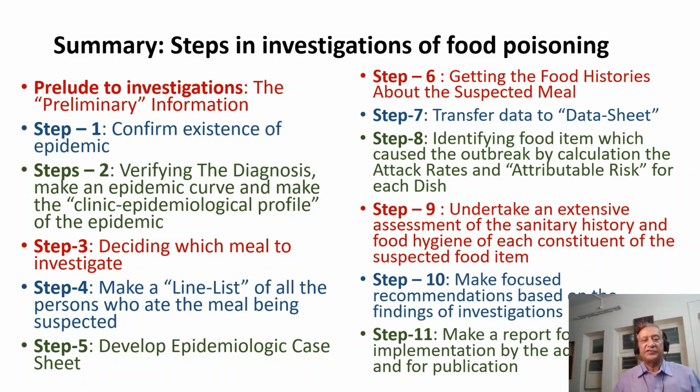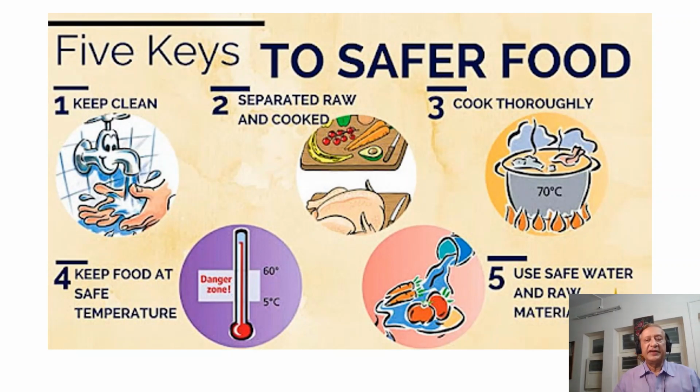Step number 9 is to undertake an extensive assessment of the sanitary history and food hygiene of each constituent of the suspected food item. Step 10 is to make focused recommendations regarding the findings of the investigation. And step number 11 is to make a report for the administrators and also to publish a paper. And lastly, what are the basic methods of prevention of food poisoning? In fact, the 5 keys of the WHO to safer food would also go a long way in prevention of food poisoning.